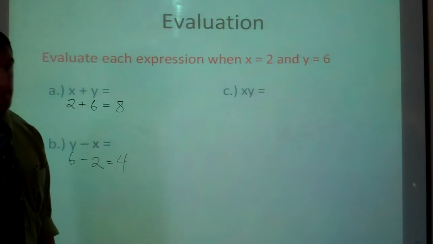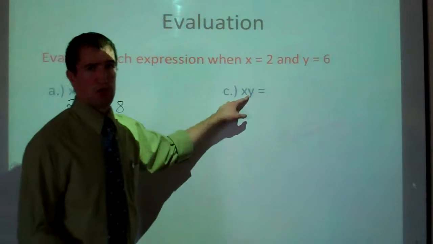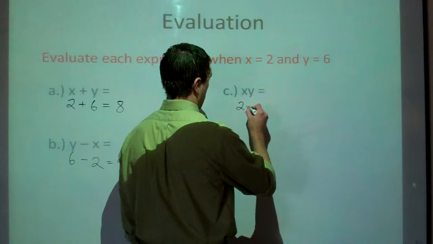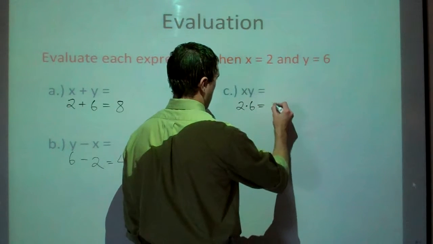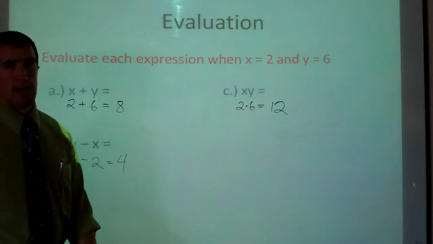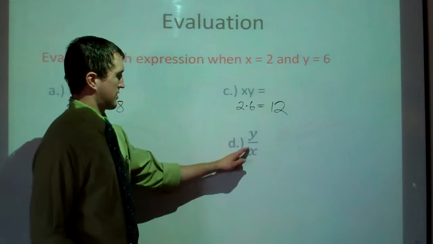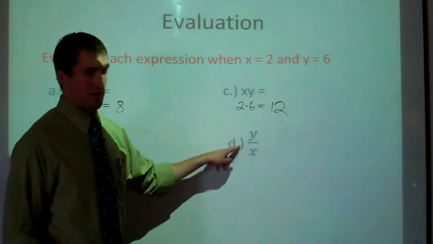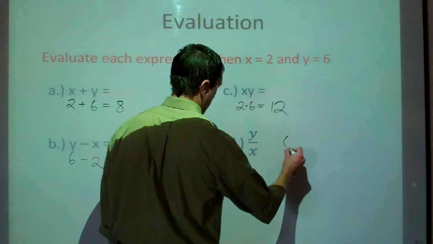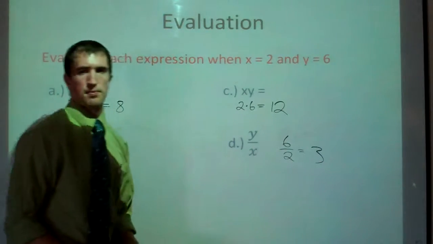Now remember that x and y next to each other means we are multiplying. So this is 2 times 6, you get 12. And our last one, y over x. Remember, this means division. So we have 6 over 2, which is 3.